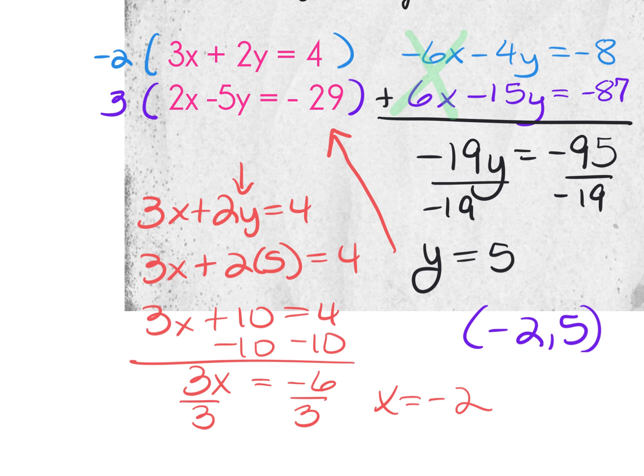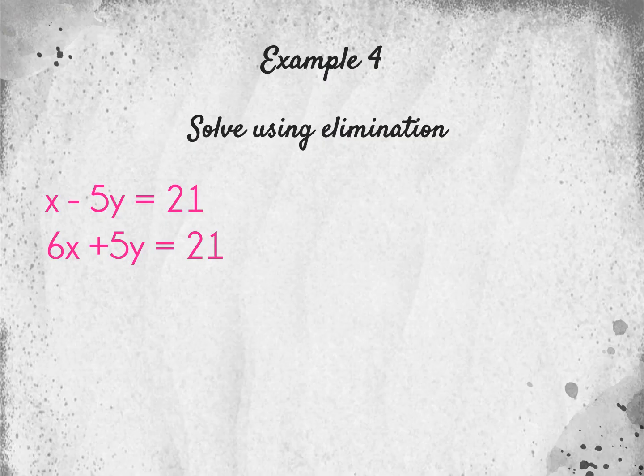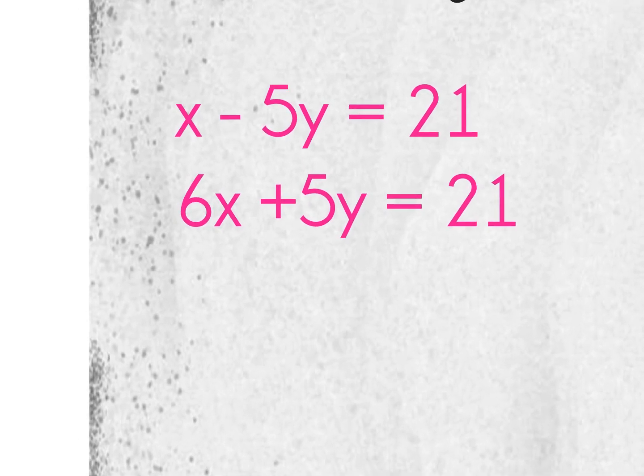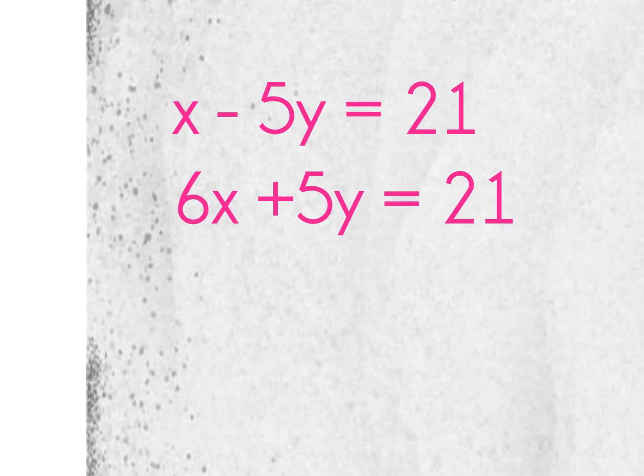Now, when you're doing this, be very careful. Again, label things. When you go to plug it back into the originals, make sure you're substituting it in for the correct variable. If you solve for y, plug it in for y. So just be careful. And my last system, notice my y's have the same number but opposite signs. So I can just go ahead and add them up.